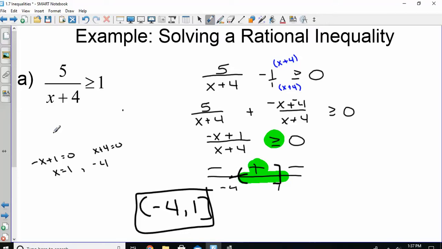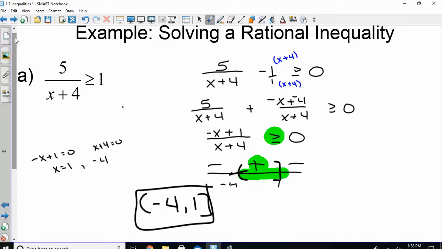Okay, so those are a little more involved. We have to get the common denominator, make one fraction, and the graphs, we have to look at those a little more closely. Do you have any questions there? Try some more.